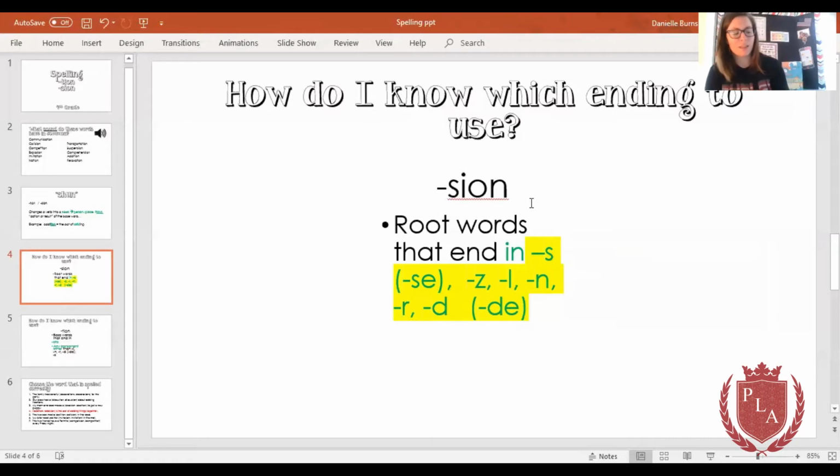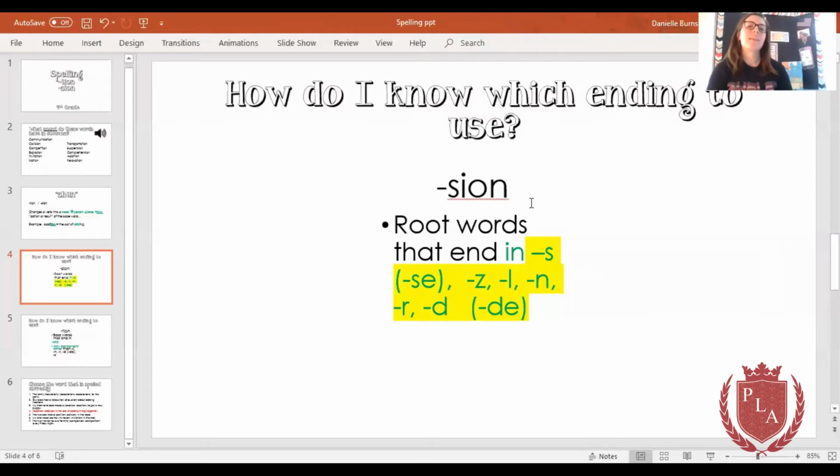When I give you the word progress, this is my base word, my root word. What do you see that it ends in? I see that it ends in S. Because it ends in S, we are going to add S-I-O-N as our ending. So the word progress, to change it, would be progression with an S-I-O-N. So looking at that last letter, or sometimes those last two letters, will let me know whether I need to add S-I-O-N or T-I-O-N.